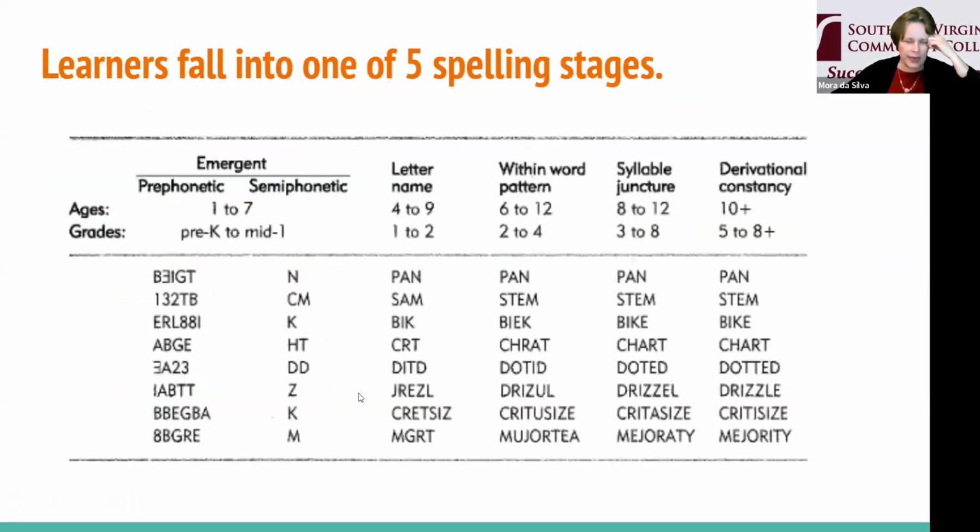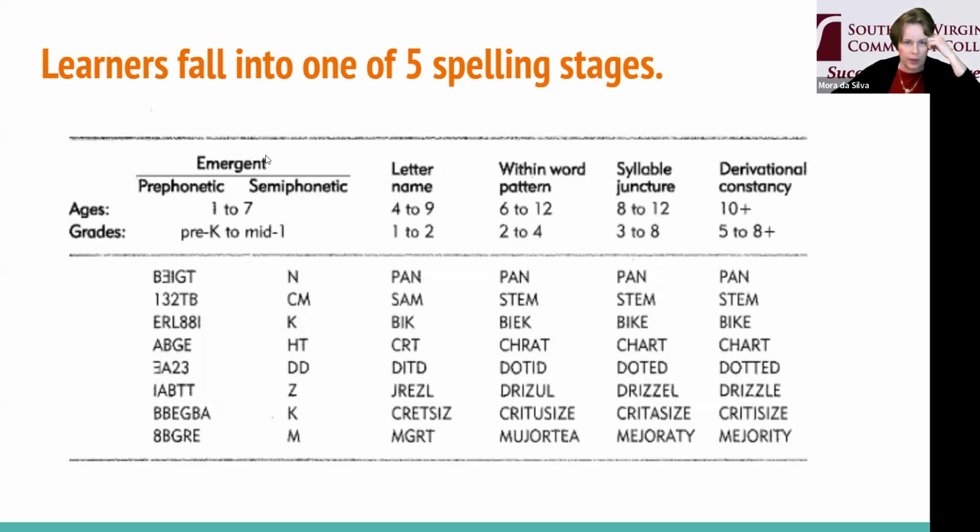Okay, so let's take some time here. I'm going to explain what you're looking at. Learners fall into one of 5 spelling stages: emergent, letter name, within word pattern, syllable juncture, and derivational constancy. So we have these 5 spelling stages, or orthographic stages. If you can determine their spelling stage, you can determine where they are with their phonics.